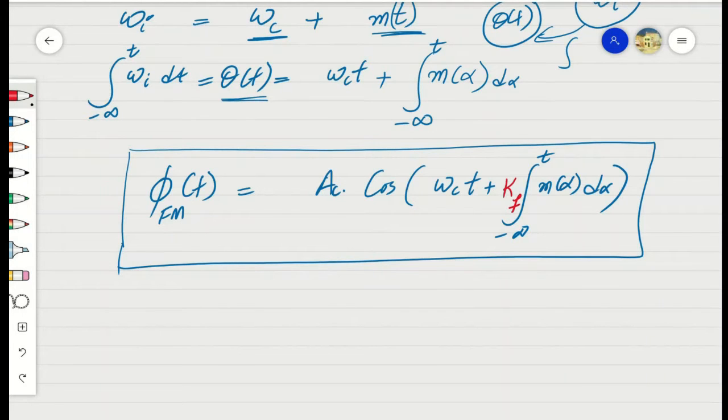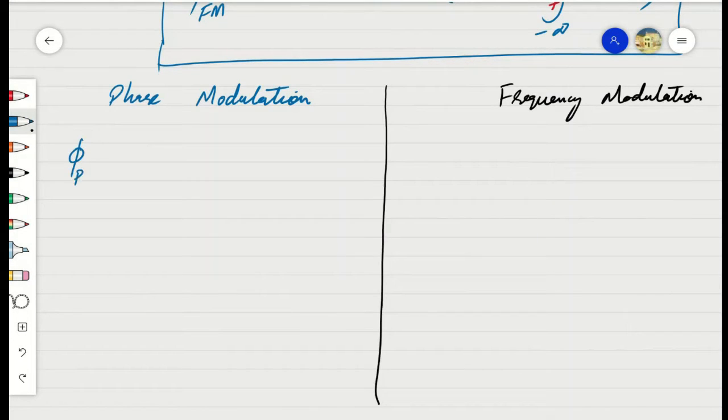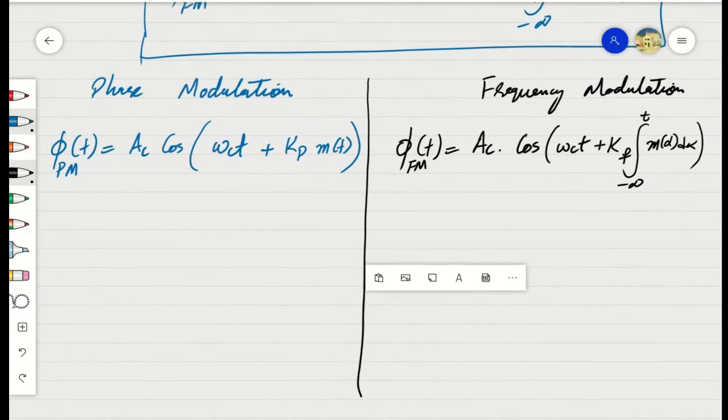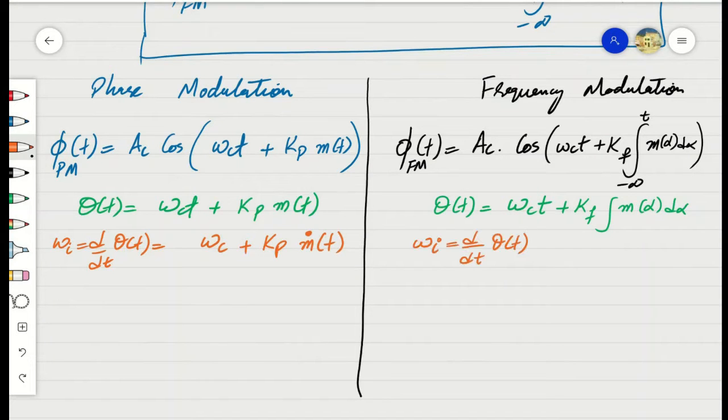If we compare both frequency and phase modulations and conduct some analysis, and also write the expressions for both instantaneous phase and instantaneous frequencies for both phase and frequency modulation schemes to compare these two, it can be observed that in the phase modulation scheme, the running phase is directly changed with respect to the amplitude of the information signal, while in frequency modulation, the instantaneous phase is changed with respect to the integral of the information signal.